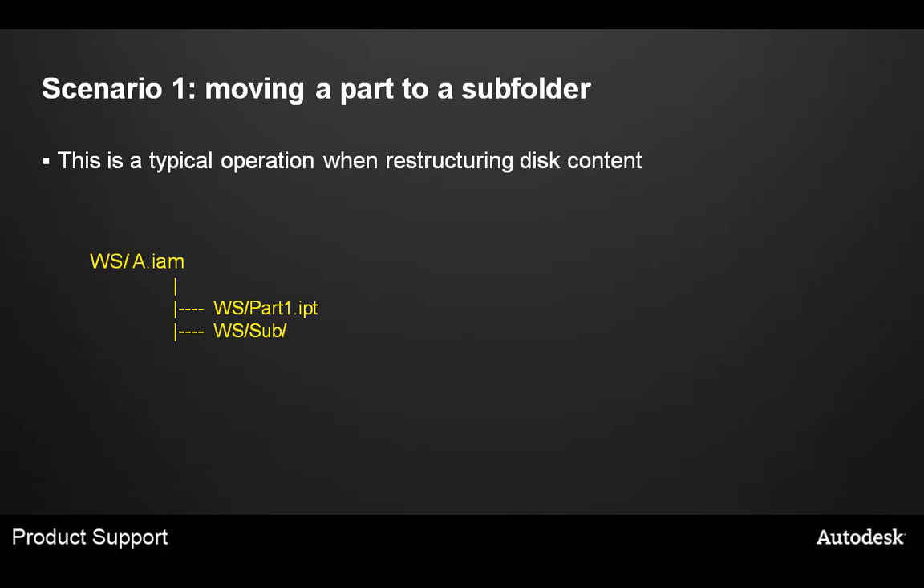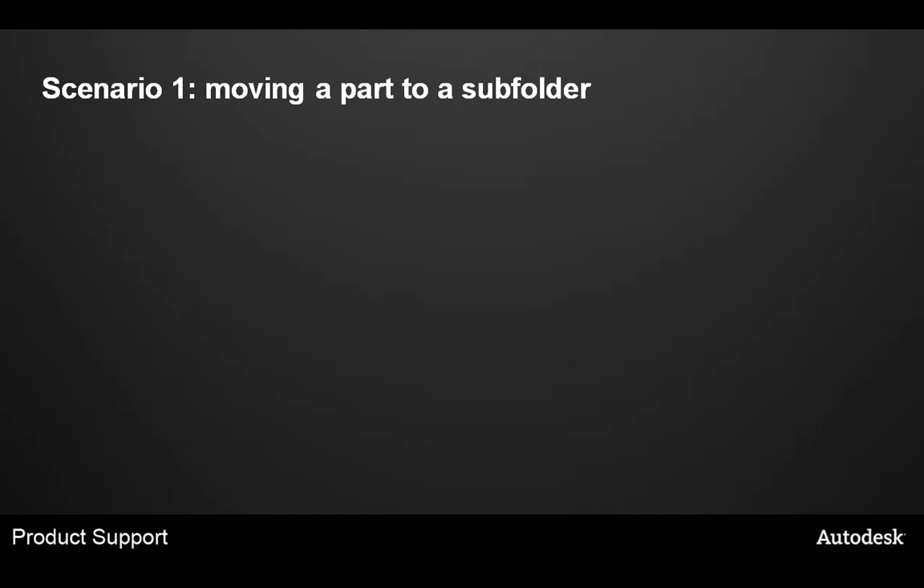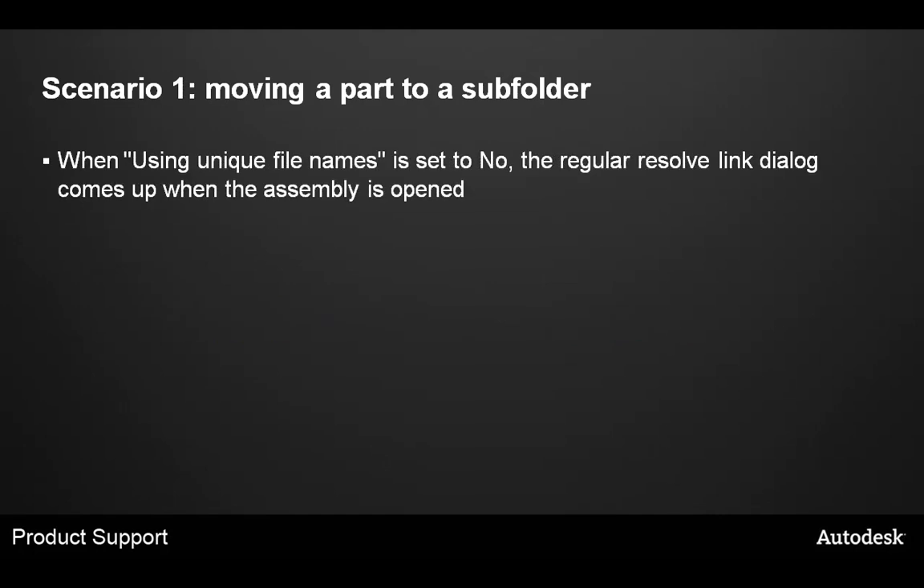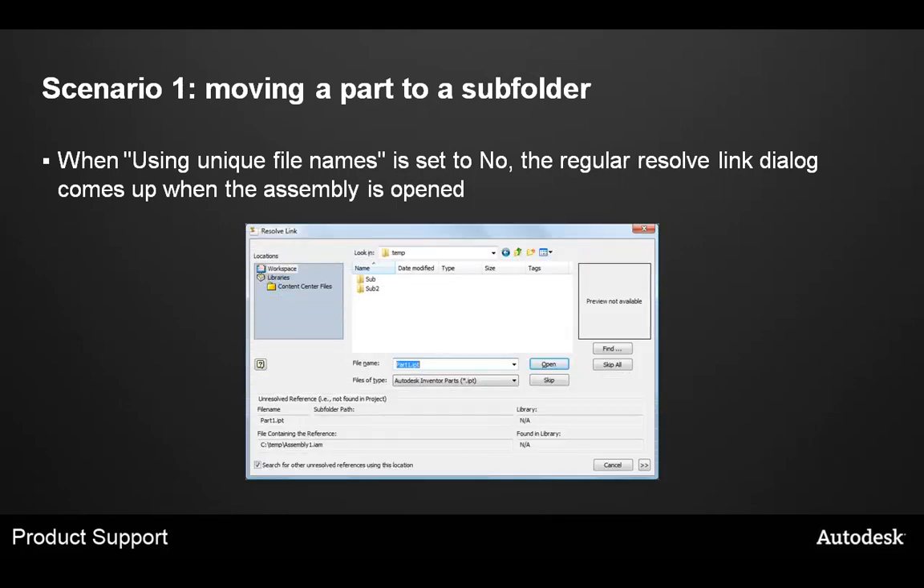The initial situation is a workspace which I call WS with an assembly that contains a part 1 which sits in the same workspace. There is a subfolder there, but it's empty for now. Then I move part 1 to the subfolder, which gives me this result. If I now try to open the assembly file with the default setting, which is no, I would see the regular resolve link dialog that I show you here.